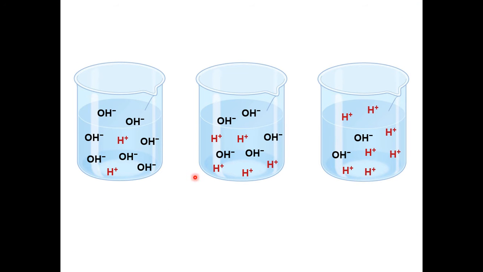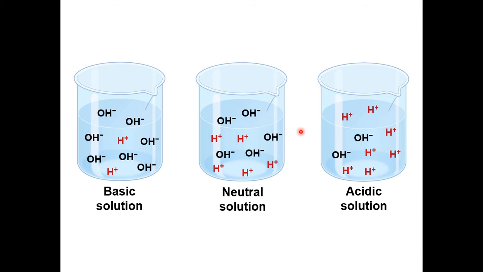And we said if there's a lot of OHs here, that means that's a basic solution. If there's an equal number of OHs and H's, that means it's a neutral solution, with a pH of 7. If there's more H's here, a high concentration of hydrogen ions, that means it's an acidic solution.